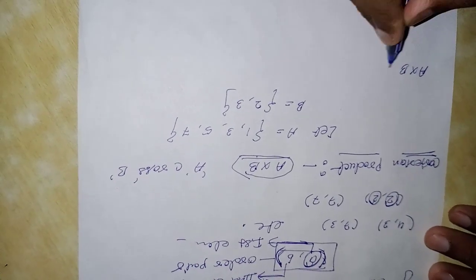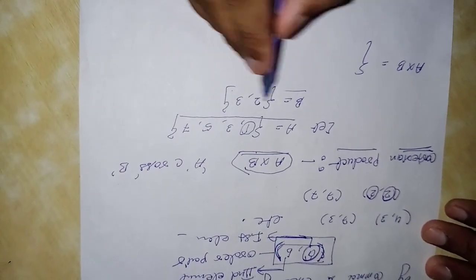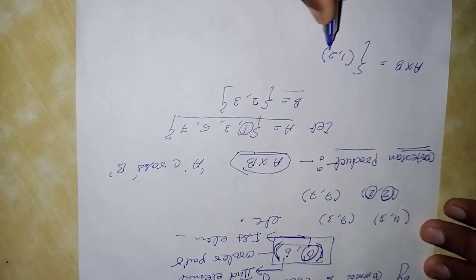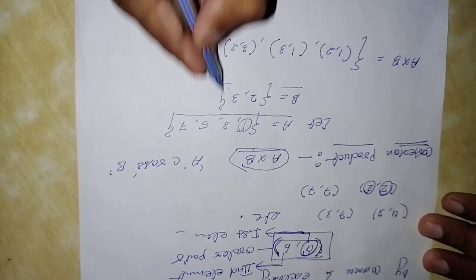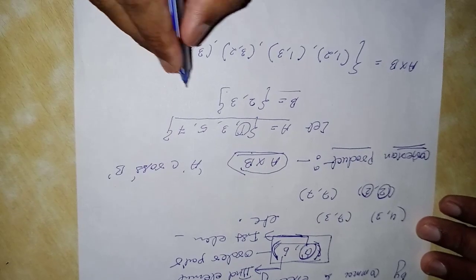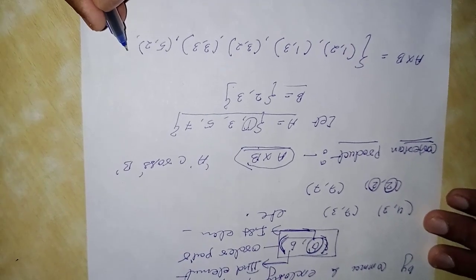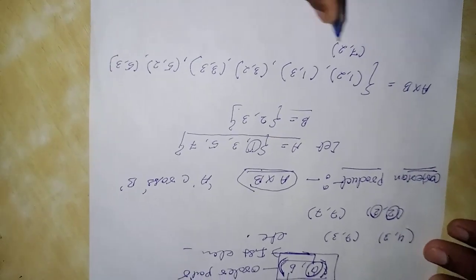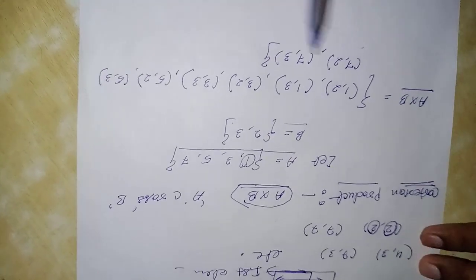A cross B is equal to: we write every element of the first set paired with every element of set B. That means 1 is paired once with 2, once with 3, then 3 is paired once with 2, then once with 3. Similarly, we can write all the elements with the B set: (5, 2), (5, 3), (7, 2) and (7, 3). This is known as the Cartesian product.